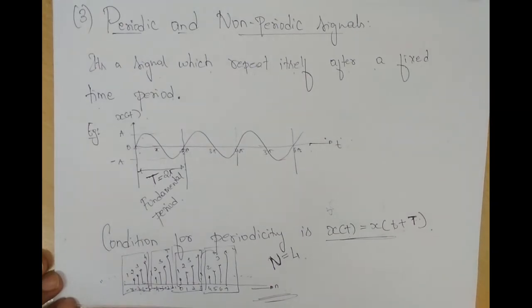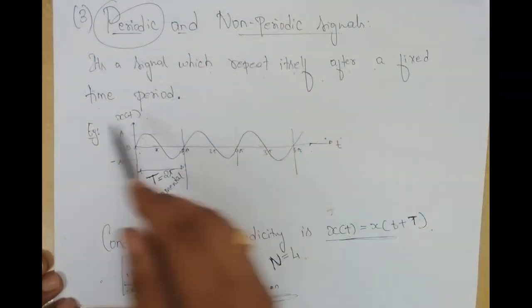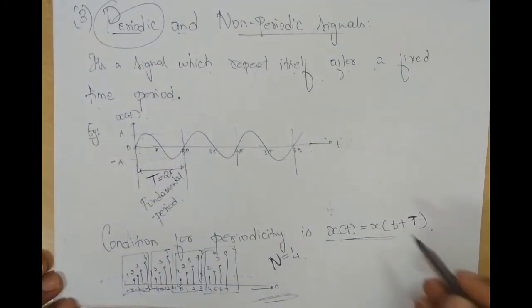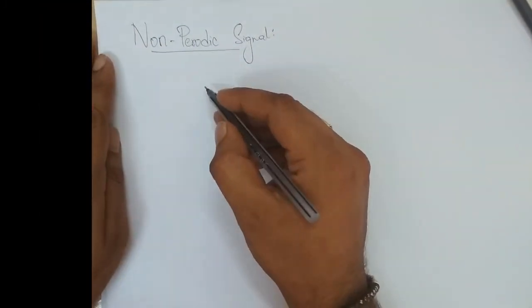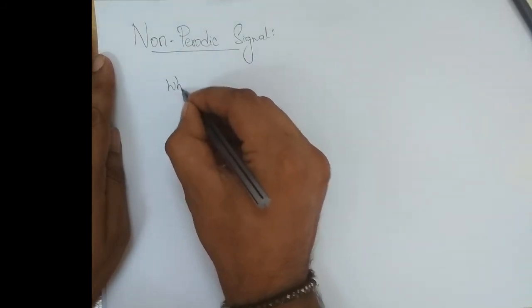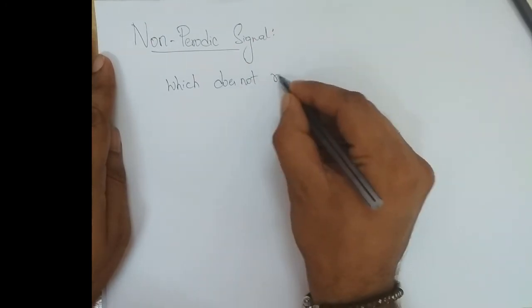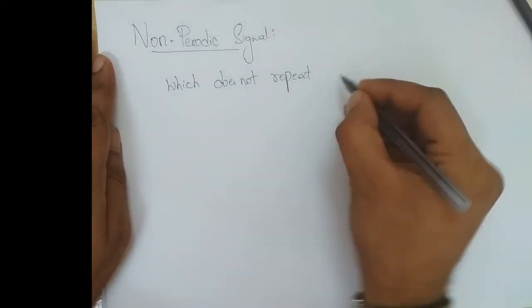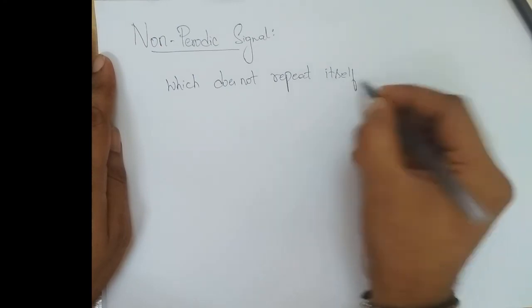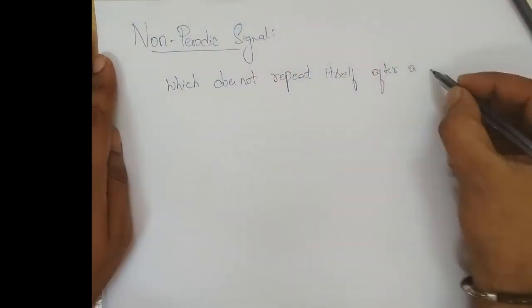Now this is about the definition of a periodic signal. It repeats itself after a fixed time period. Whereas what about a non-periodic signal? Non-periodic signals are the signals which do not repeat itself after a fixed time period.